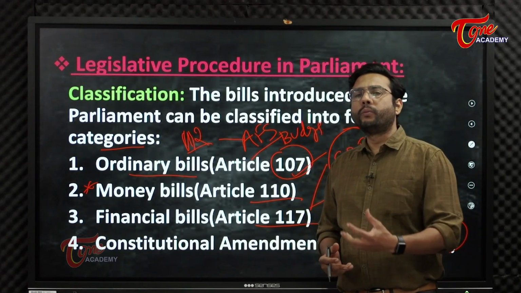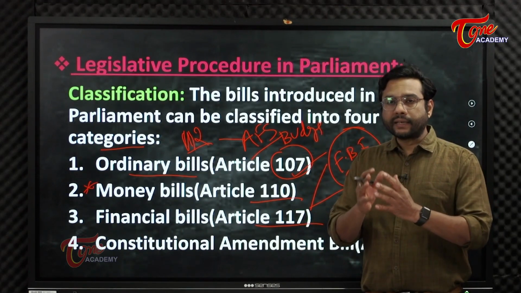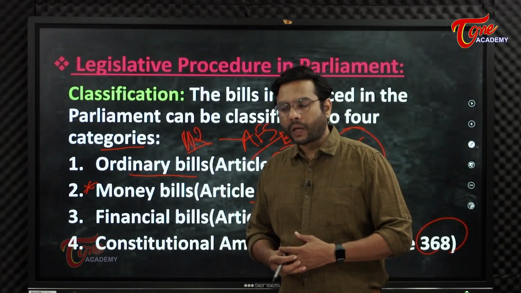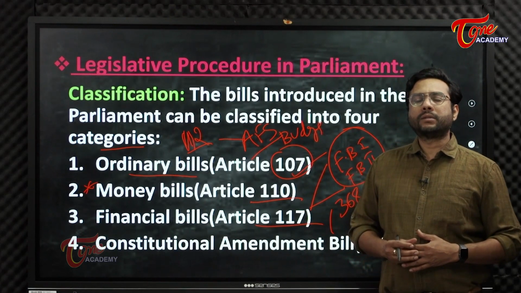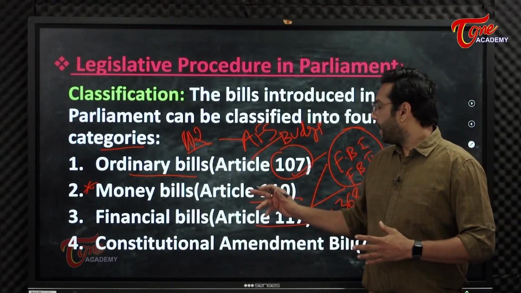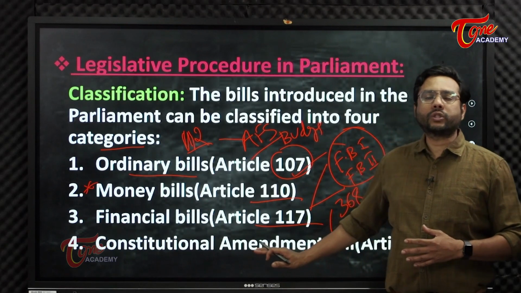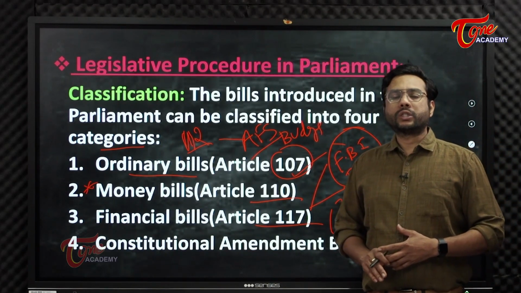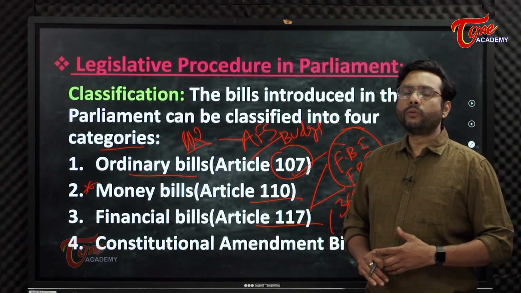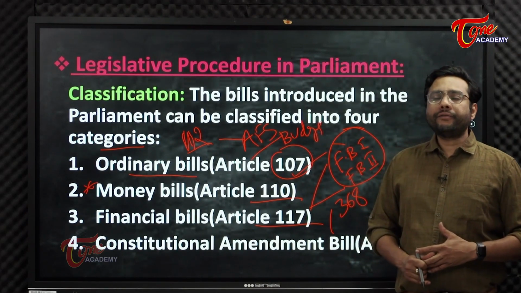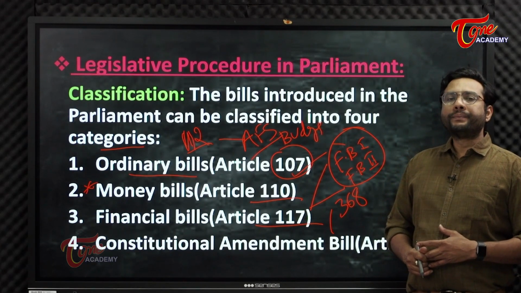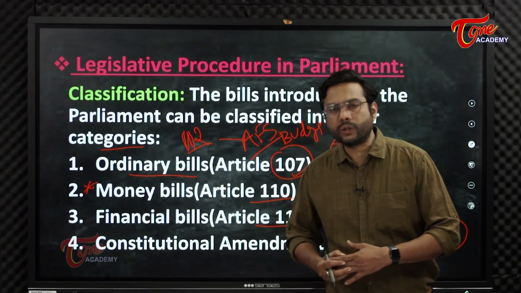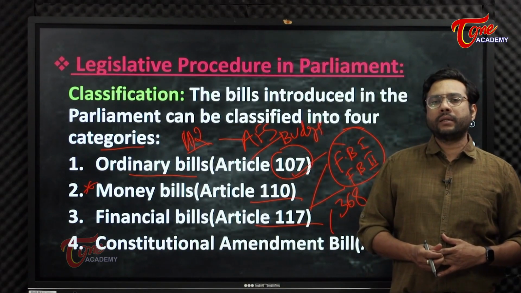Because there are very few bills which carry very significant things, very few bills which are categorized as money bills, as finance bill 1, or as constitutional amendment bills, where the bill is intended to amend the constitution. So most of the bills are ordinary bills, and for ordinary bills we need to have a simple majority. Only a simple majority is sufficient to pass the bill in the house.